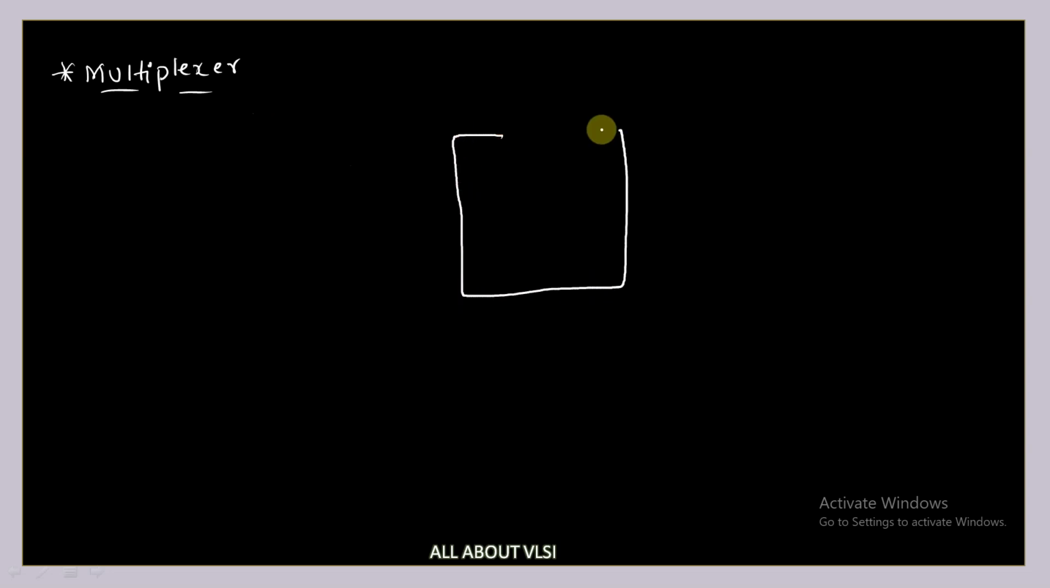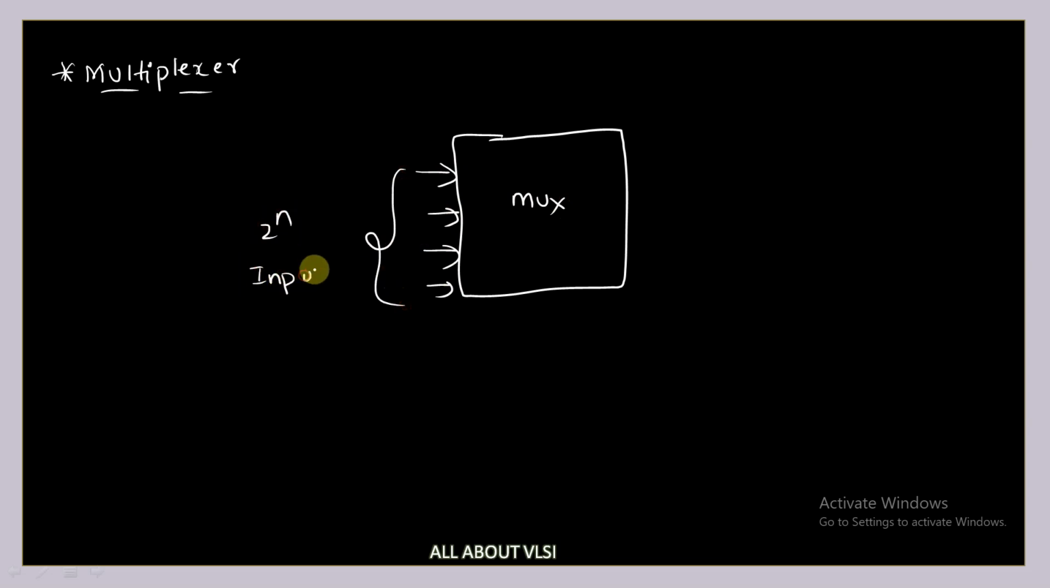So this is your multiplexer, and this multiplexer will have 2 power n inputs and only one output. And how many select lines are we going to have? We are going to have n number of select lines. So this is nothing but our multiplexer.